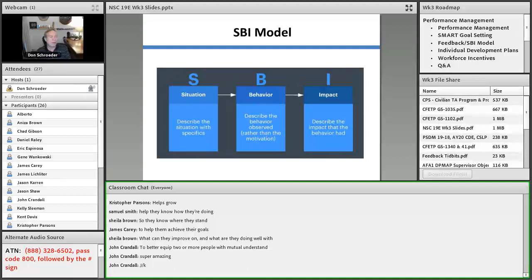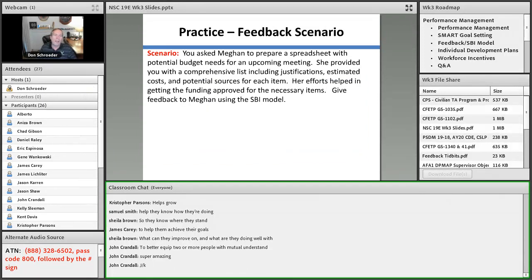But let's look at this feedback. Let's talk about this practice scenario. Let's look at Megan for a moment. You asked Megan to prepare a spreadsheet for potential budget needs for an upcoming meeting. She provided you with a comprehensive list, including justifications, estimated costs, and potential sources for each item. So you want a spreadsheet; that's all you asked her for, because you're getting ready for a budget meeting. She turned around and gave you not only a spreadsheet, but those other things too. Her efforts actually helped in getting the funding approved for all the necessary items.